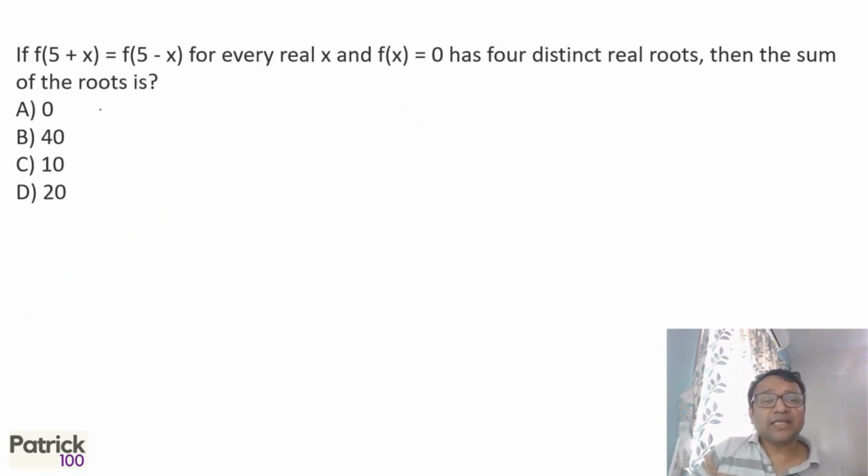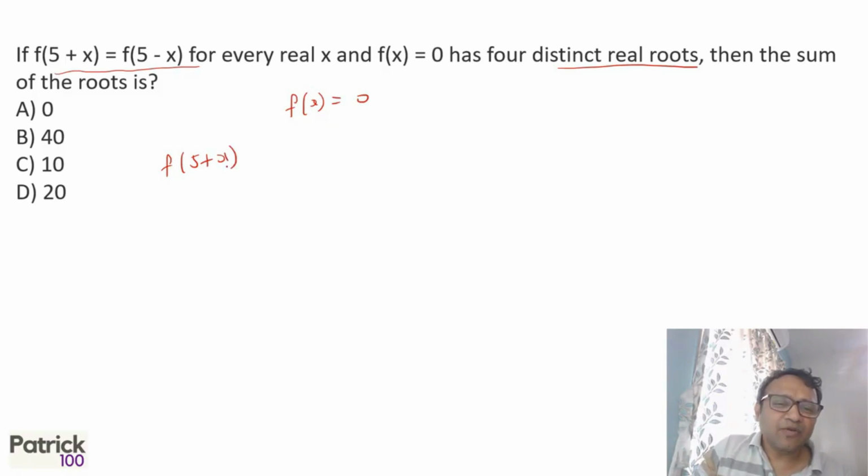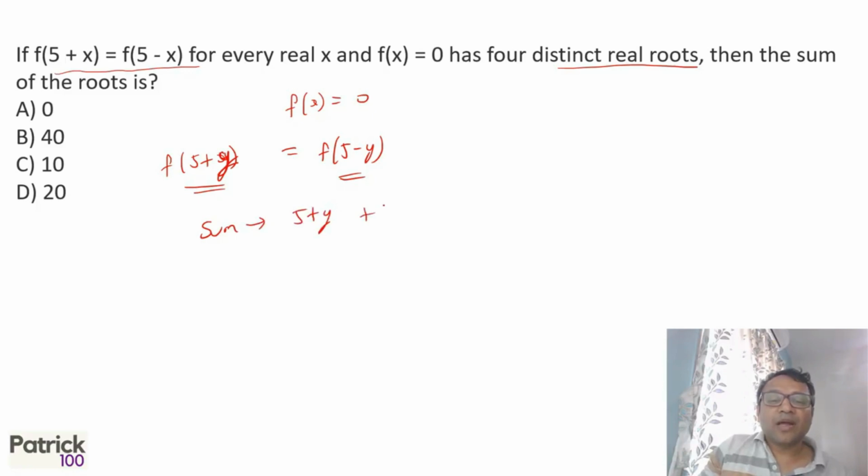Second, f of 5 plus x and f of 5 minus x are equal, and the equation has 4 distinct real roots. 4 distinct real roots means when f(x) is equal to 0, we say x is a root. So let's say f of 5 plus y, I'm taking a number, is a root. Then f of 5 minus y also will be a root, right? In which case the sum of the roots will be 5 plus y plus 5 minus y, which is equal to 10.